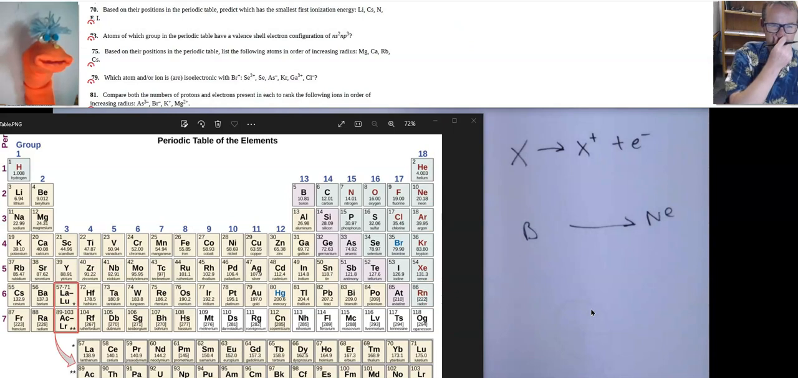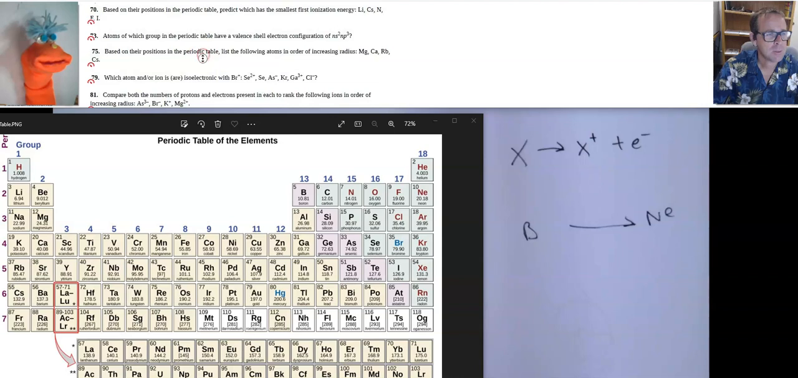All right, so if we look at nitrogen, fluorine, and iodide, nitrogen and fluorine are going to be very difficult to remove electrons from. Comparing cesium to iodide, cesium is going to be easier still, especially because iodide wants to gain an electron and cesium wants to give up an electron, right? Okay. All right, so what is the smallest first ionization energy? Cesium.